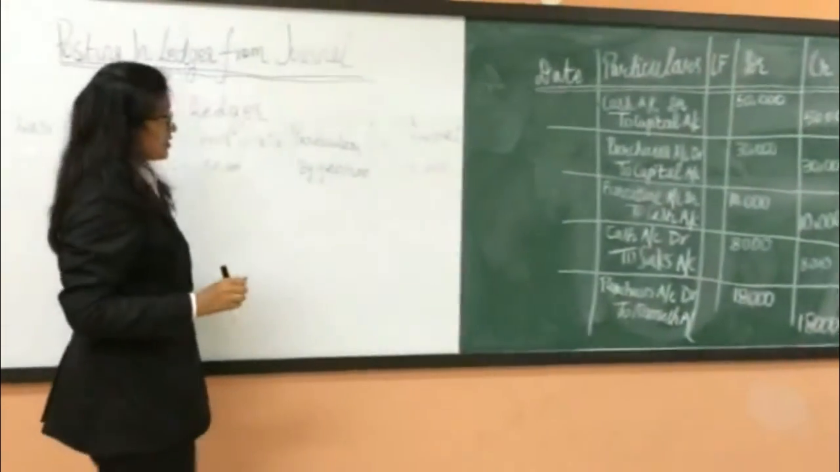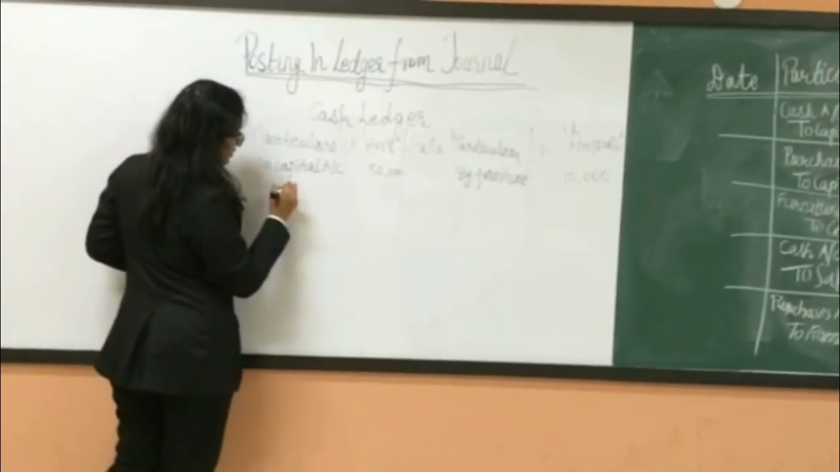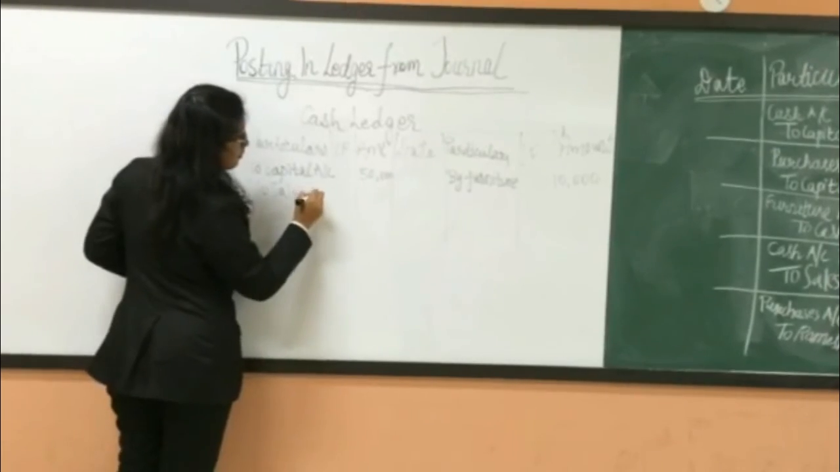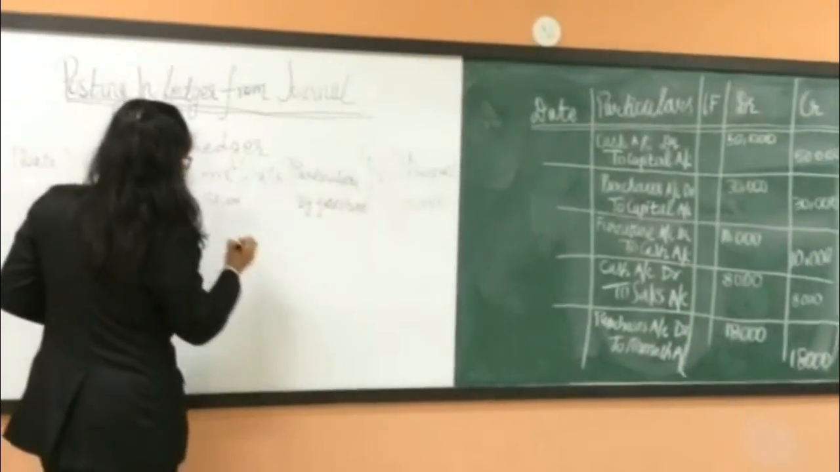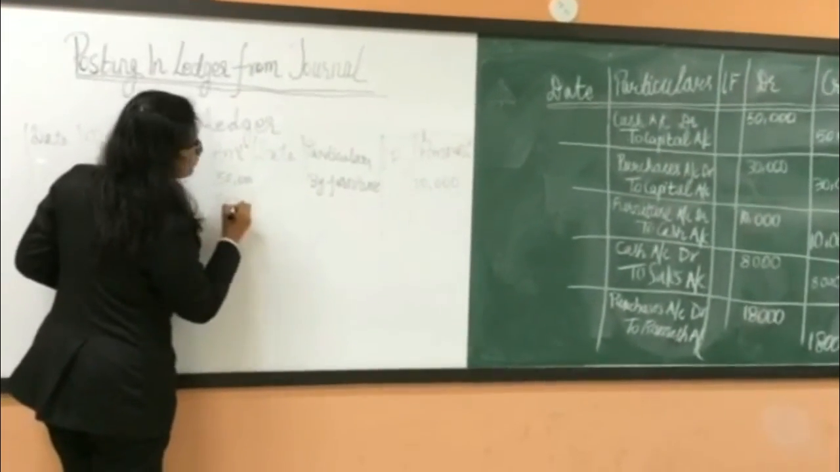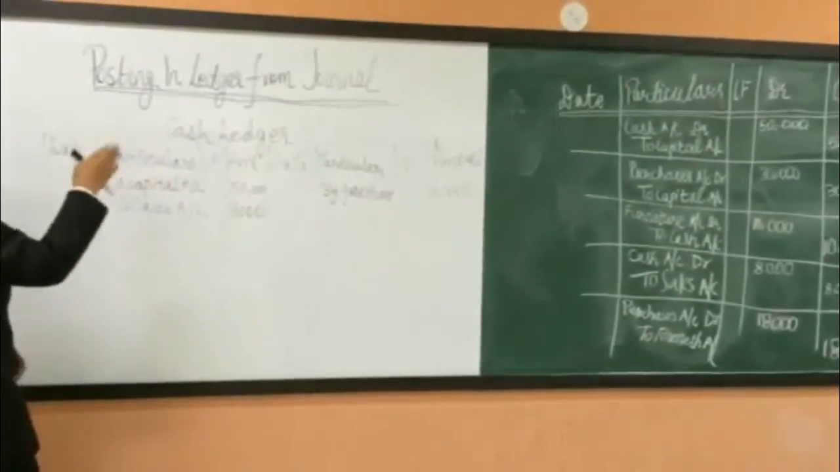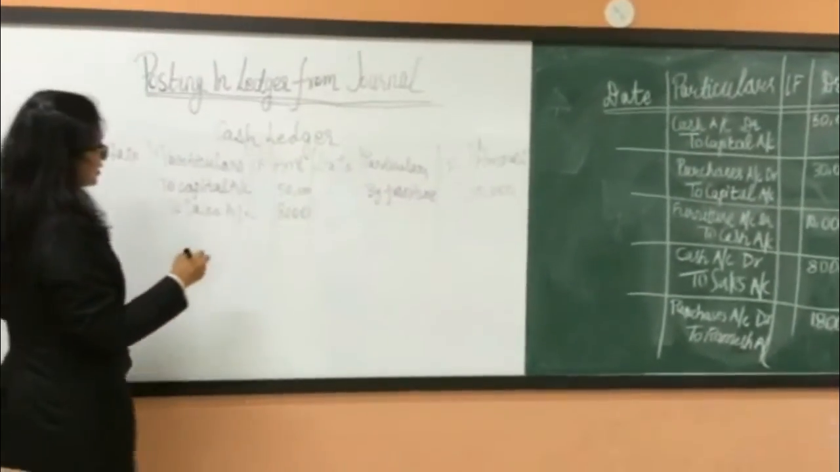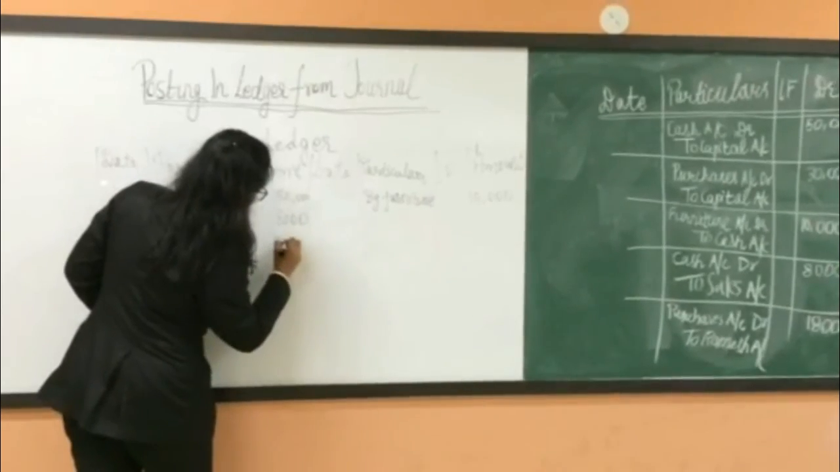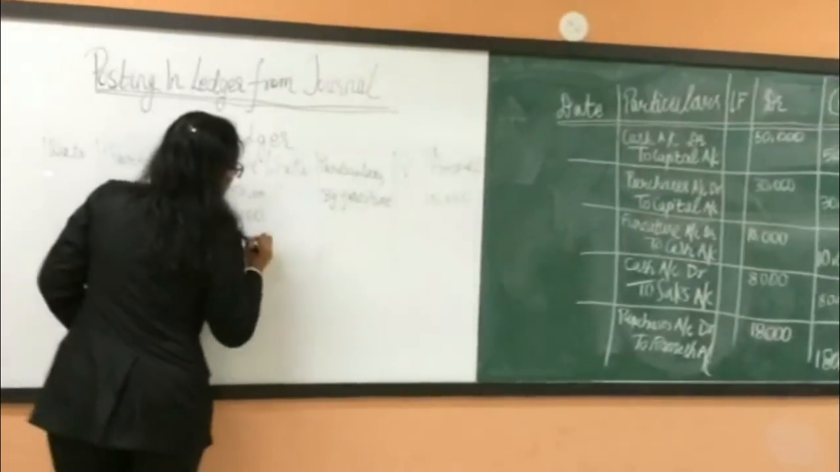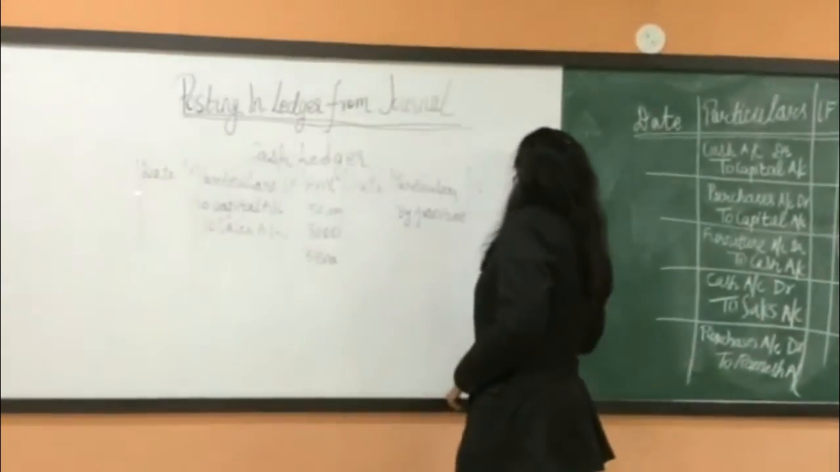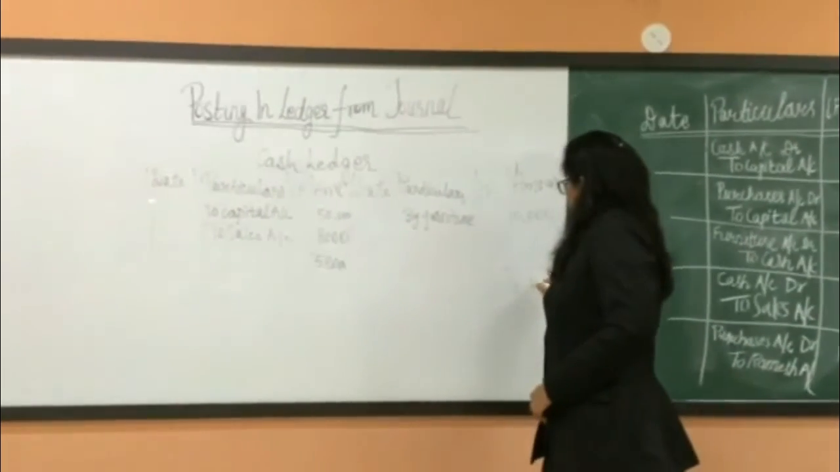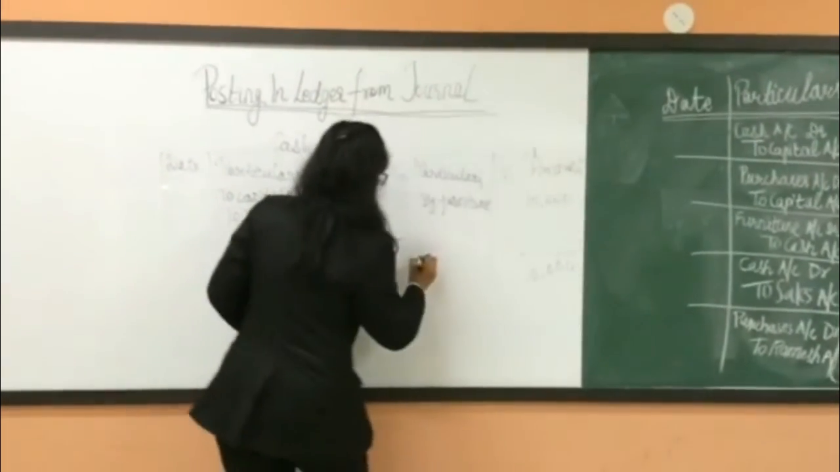For the fourth transaction, I have cash to sales. So here I have to post to sales account. Amount will be rupees 8,000. So these are all the transactions related to the cash account. The total of this side is 58,000. The total of this side is 10,000. So here I am going to carry forward the balance.